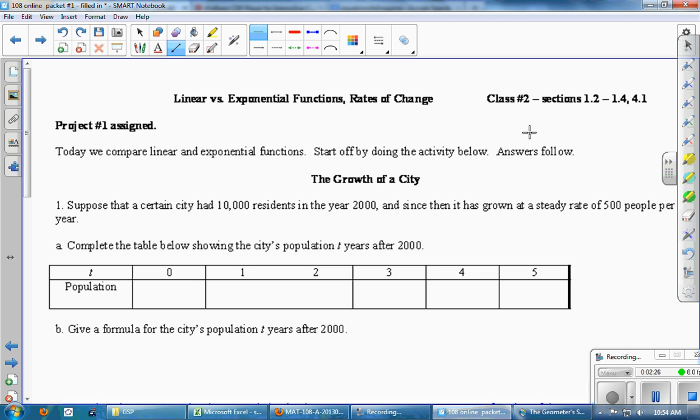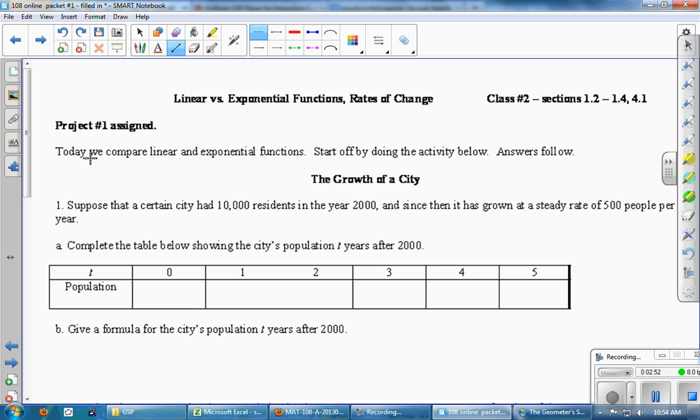So let's take a look at this right here. Today we compare linear and exponential functions. Start off by doing the activity below. Answers follow. The growth of a city. Number 1. Suppose that a certain city had 10,000 residents in the year 2000, and since then it has grown at a steady rate of 500 people per year. Complete the table below showing the city's population T years after 2000.